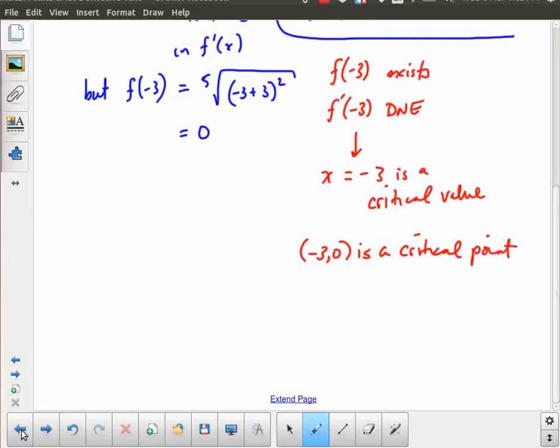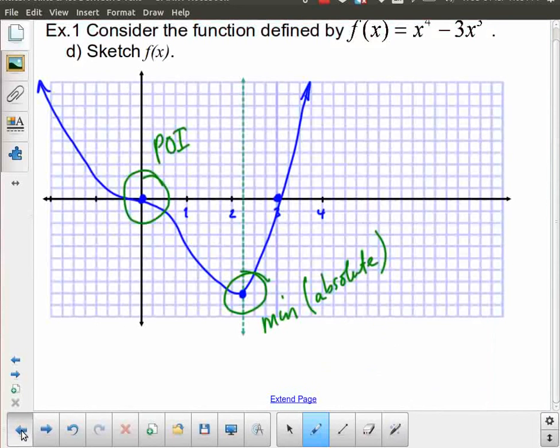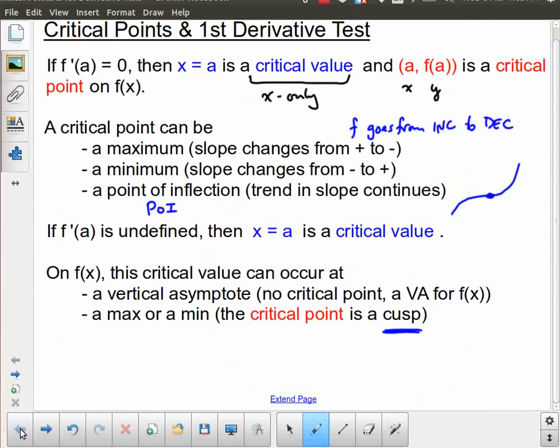And if we go all the way back to what we started talking about in this lesson, on f of x, this critical value, here we have the situation. If f prime of a is undefined, then x at a is a critical value. This critical value can occur at a vertical asymptote, which means there's also a vertical asymptote for f of x, but that wasn't the case. We had a value for f of x, and that means that this is actually a local extrema. It's either a maximum or a minimum, and this is known as a cusp.